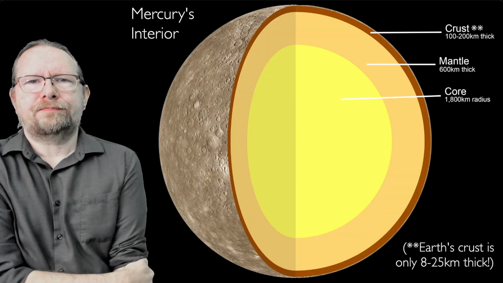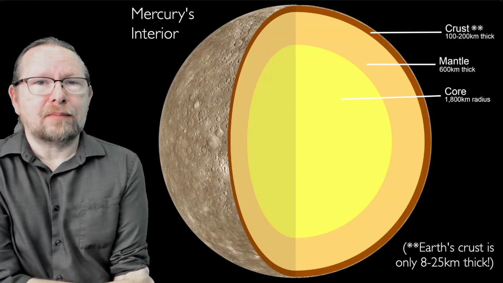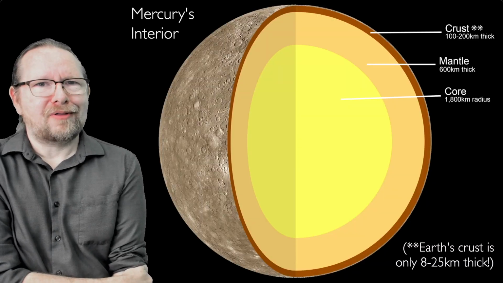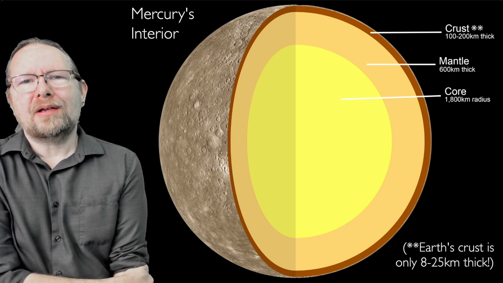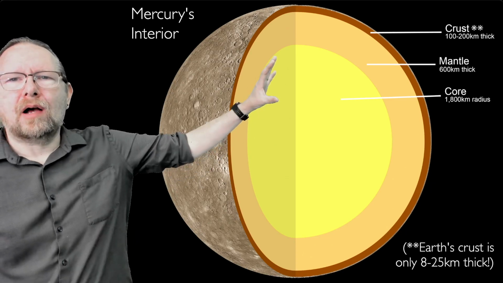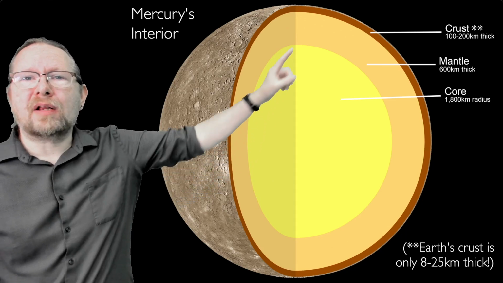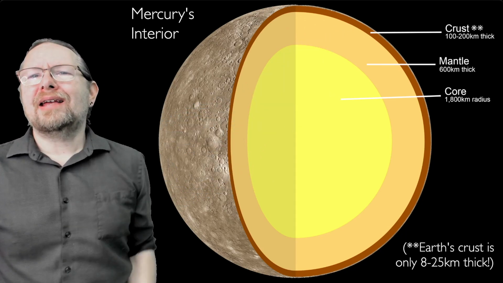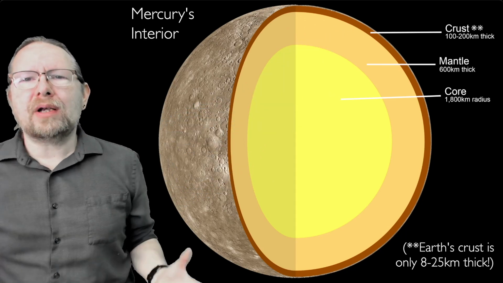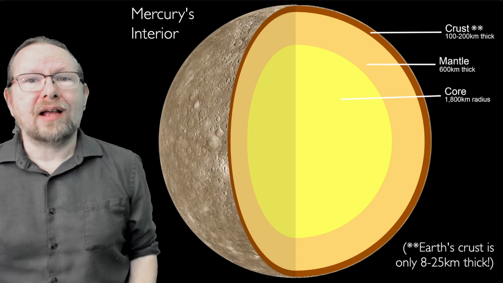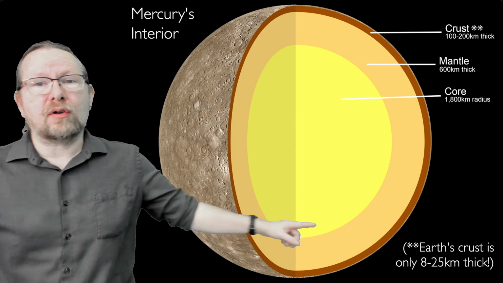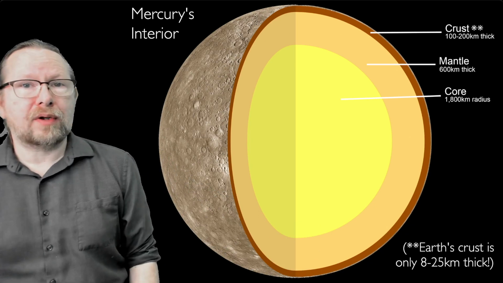What else? If we look inside Mercury, and how do we do that? We get a map of the inside of Mercury that looks something like this. The crust of Mercury is between 100 and 200 kilometers thick. That is way thicker than the crust of the Earth. The crust of the Earth is only 8 to 25 kilometers thick.